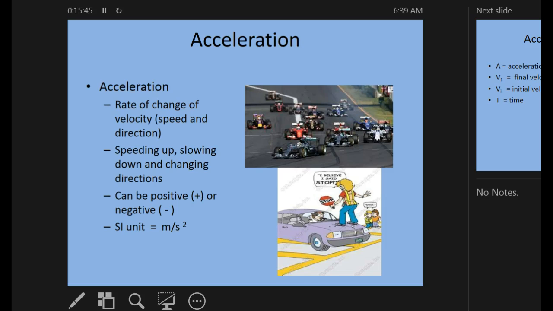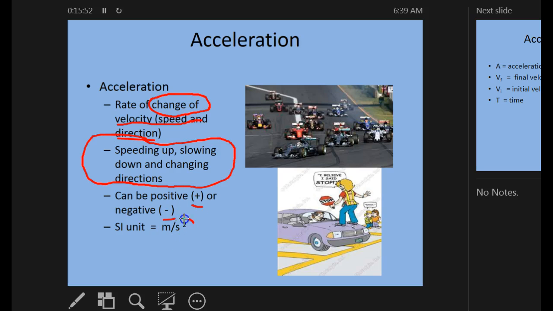But acceleration can also be slowing down or changing direction. All 3 of these are acceleration: speeding up, slowing down, and changing direction. Because remember, velocity is speed and direction, and acceleration is change of velocity. So we can change our speed by speeding up or slowing down, or we can actually change our direction, and that would be accelerating. Acceleration can be positive, or it can be negative, just like velocity and displacement.